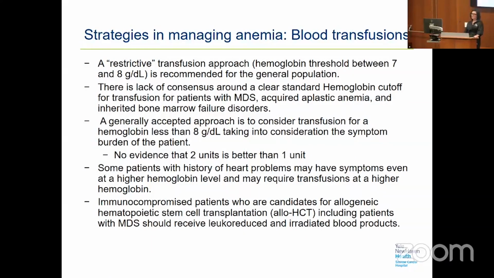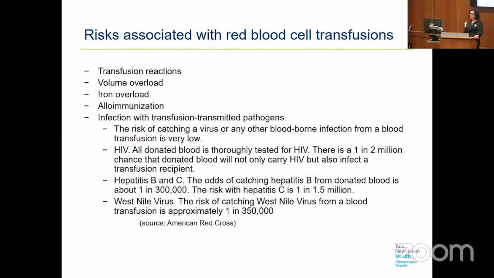There's no evidence that 2 units at a time is better than 1, so we try to only give 1 unit at a time. And if you have a history of heart problems, we may need to use a higher hemoglobin threshold for transfusion. I think Dr. Anton touched on this a bit. If you have heart problems, having anemia really taxes your heart, so we may want to keep the hemoglobin at a higher level. And we do recommend patients who are transplant candidates have their blood products irradiated to minimize exposure to white blood cells and antigens on the donor's blood. Dr. Anton touched on that a bit also at the end of his talk.